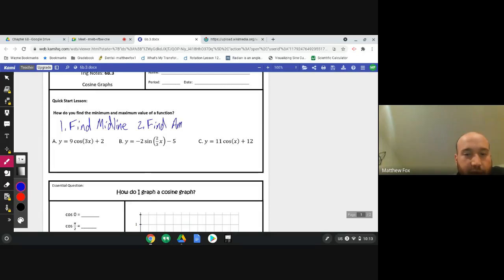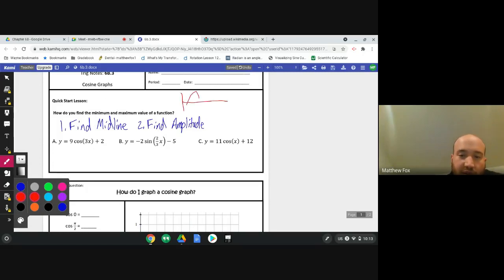So if we find the amplitude, for example, in this first one, the amplitude is 9. That's the distance above and below the midline it goes. So it goes 9 above the midline and 9 below the midline. Now, if we have a midline and some sort of function, and that midline is 2, you know it's 9 above, 9 below. All we have to do is add and subtract.